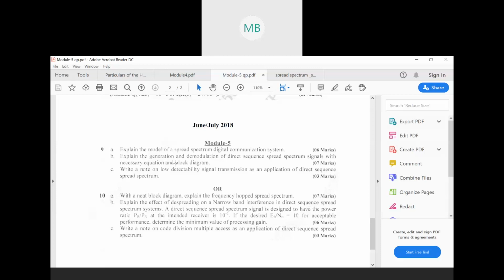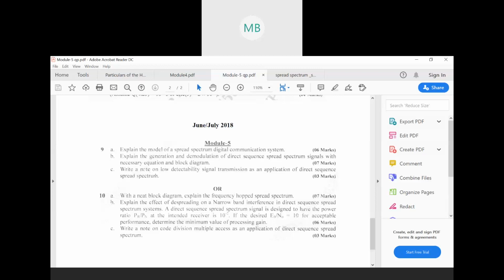Next, explain the generation and demodulation of direct sequence spread spectrum signals with necessary equations and block diagrams. Already we have discussed about it. Draw the block diagram, then waveforms for data signal, PN sequence, and the product signal, and explain the operation.